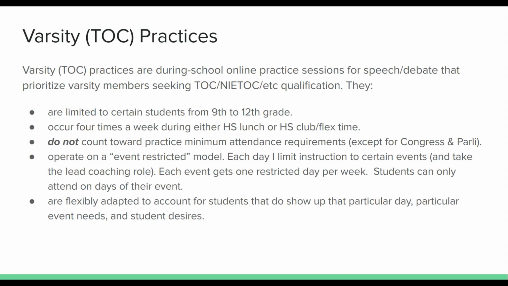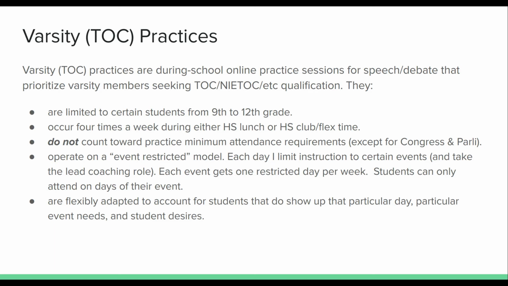They're going to be limited to certain students from 9th to 12th grade who want it and need that help. They're going to occur roughly 3 to 4 times per week during either high school lunch or club flex times. These do not count toward practice minimum attendance requirements, unless you're in Congress and Parli, that's the one exception. But for other events, you have to go to the open practices for those to count for practice attendance requirements.